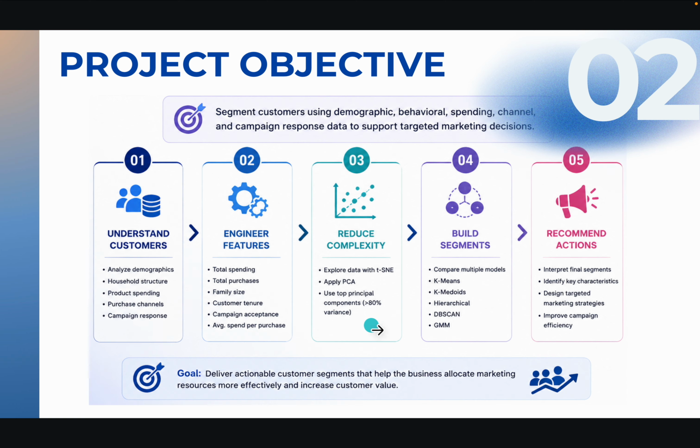On the next step, I apply t-SNE as well as PCA for dimensionality reduction so that we can reduce the complexity of the raw data. The next step is model deployment and selection. Here I compare multiple clustering algorithms. And finally, I select the most practical segmentation model. The final goal is to translate the clusters into marketing recommendations that can support campaign targeting and customer strategy.